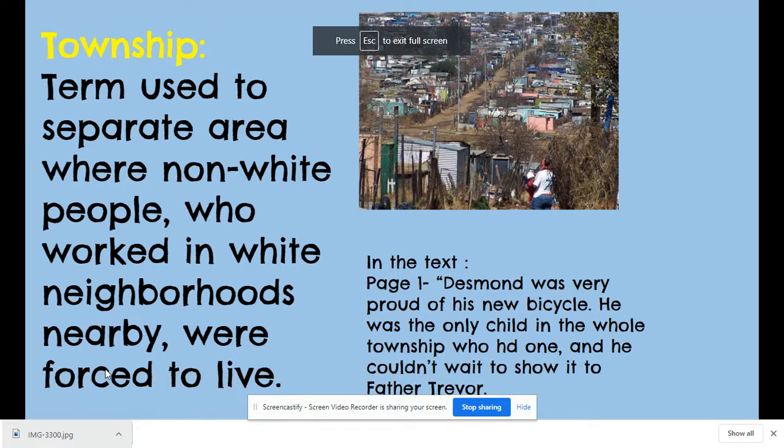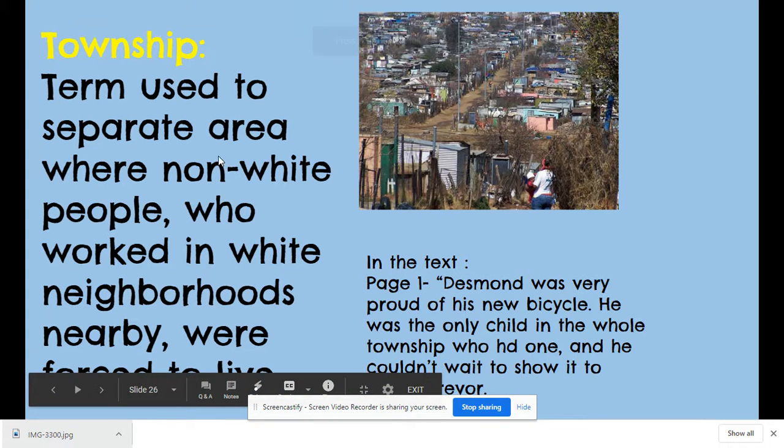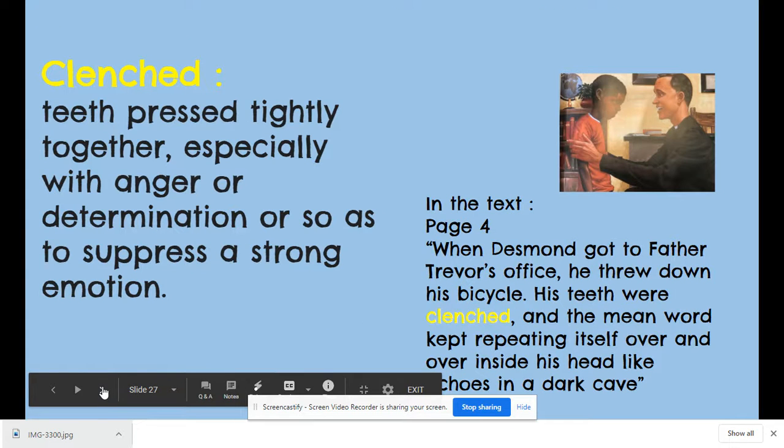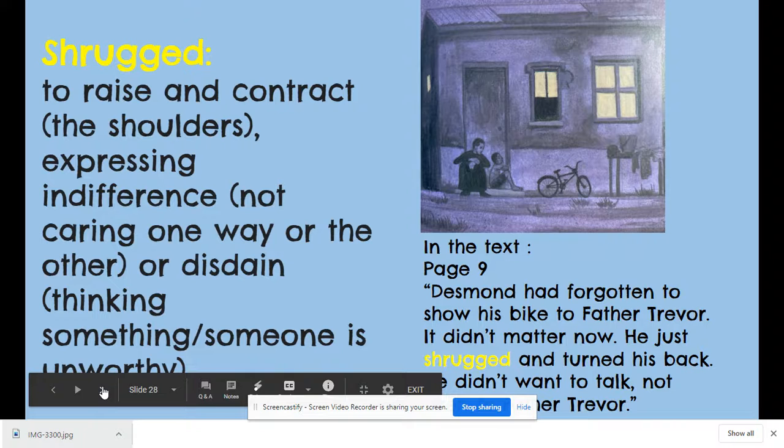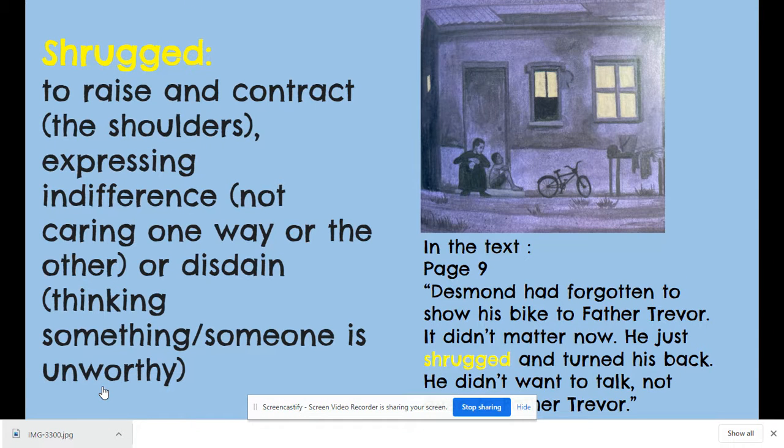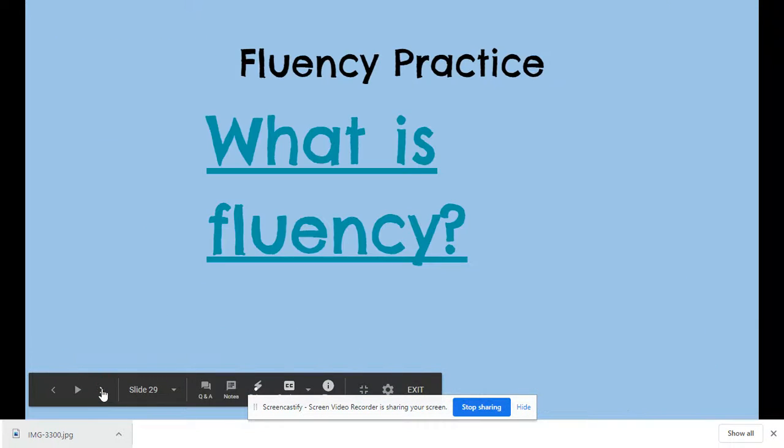And then there are vocabulary words that are used within the context of the story. So you can go over those with the kids and delve more deeply into the story if you think the kids' level is appropriate for that.